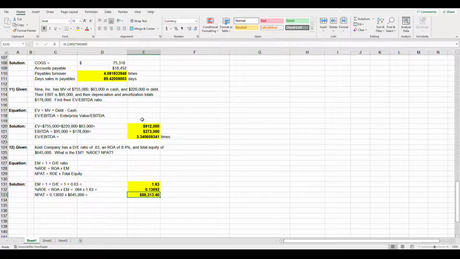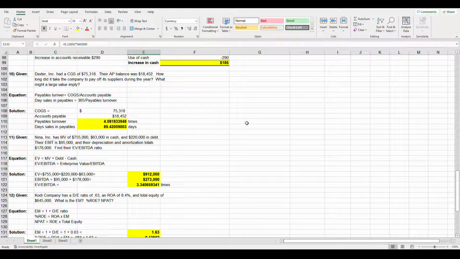13.692%. Finally, my net income is ROE times the equity number. So I get 0.13692 times $645,000 of equity, and I come up with a net income of $88,313. And there are your answers to problems 10, 11, and 12.